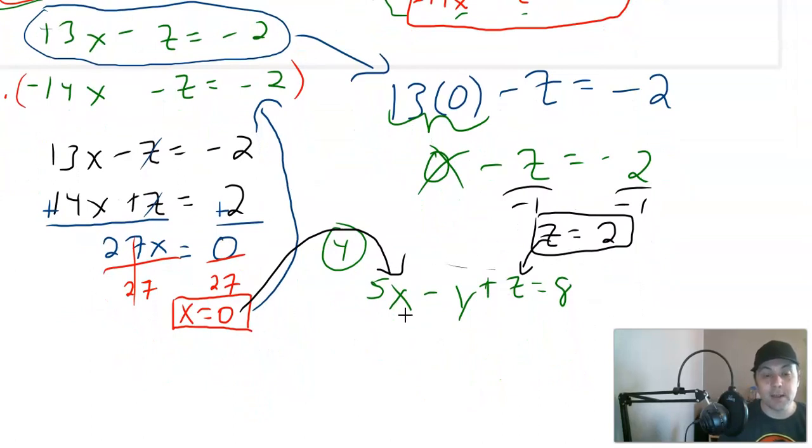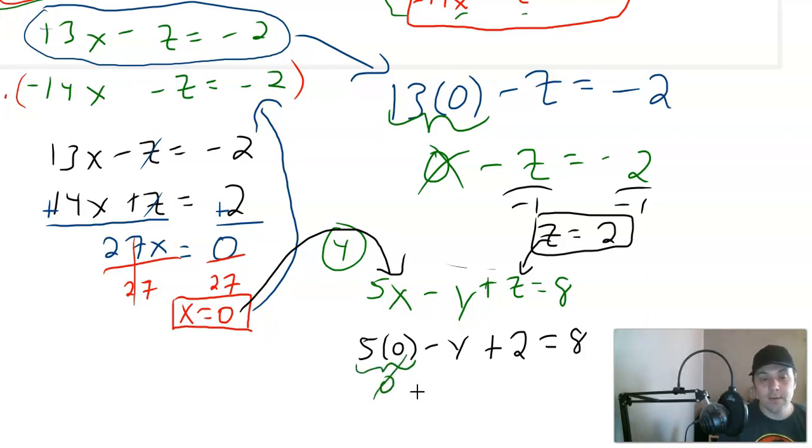So I'm going to plug in 0 for x. I'm going to plug in 2 for z. And with those two numbers plugged in, I can now solve for y. So just like we saw happen up here, when I plug in 0 for x, I'll get 5 times 0, which is 0. And then that's just going to go away. So I'm just going to drop that. And then I'm going to focus on this, solving it for y.